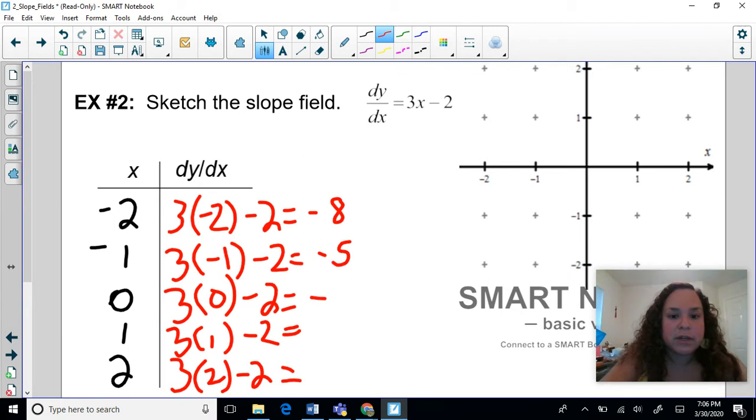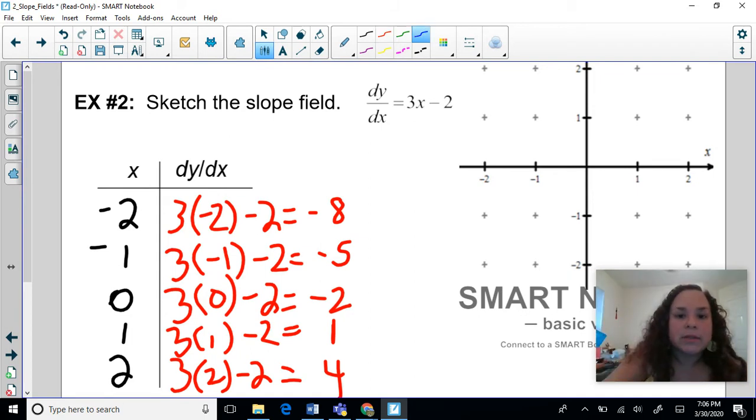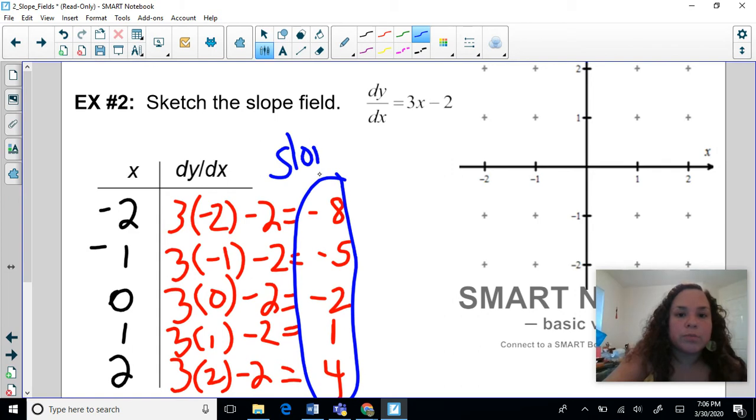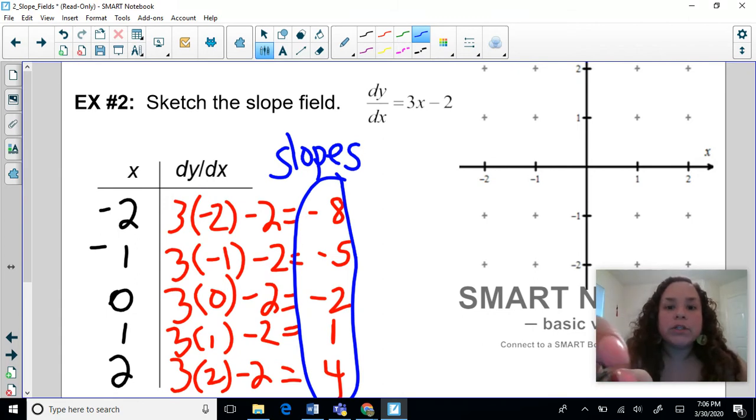This one gives us -2. 3 times 1 minus 2 gives us +1. And then 3 times 2 minus 2 gives us 6 minus 2, which is 4. Okay, so what these represent are all slopes that are happening at those particular x values. And what we're going to do on the slope field is actually graph those slopes, okay?